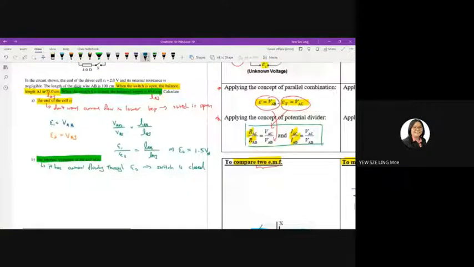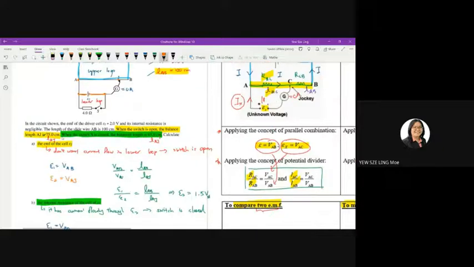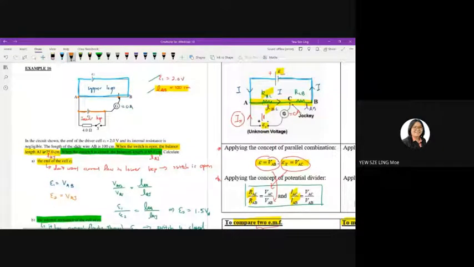If the switch is closed, then we will have a different story. In the upper loop, again, we have EMF1 equals VAB. But now in the lower loop, it is no longer EMF2 equals VAJ. Now you have to take into consideration the whole loop.